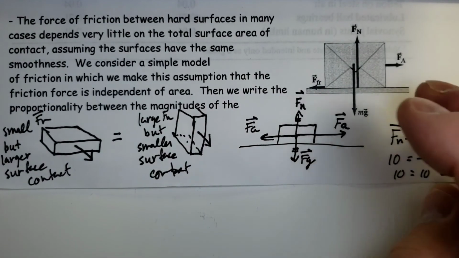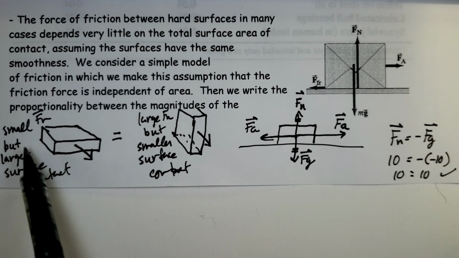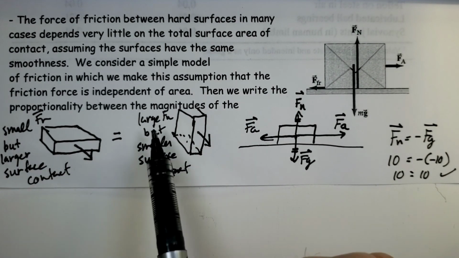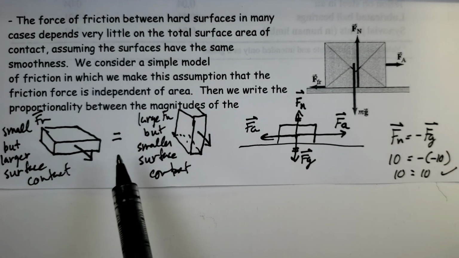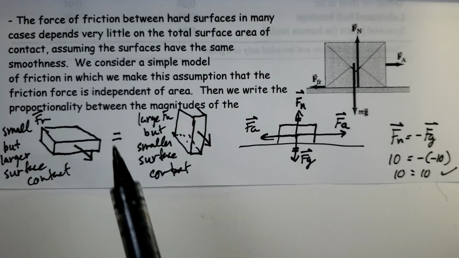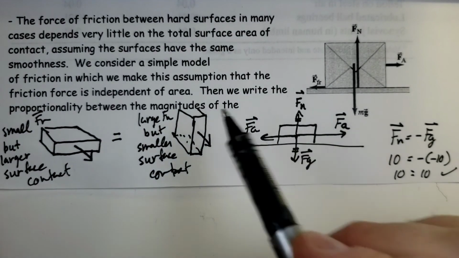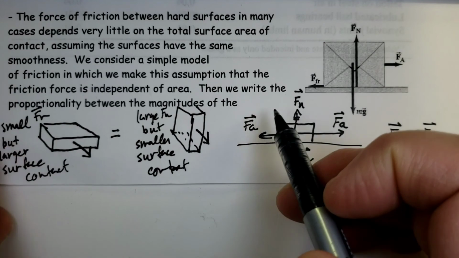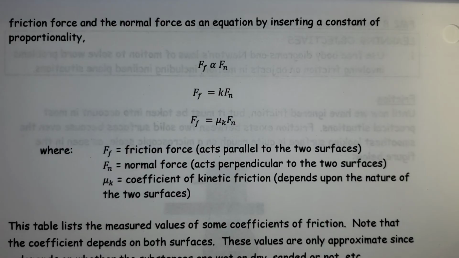So those scenarios are equal. They both result in the same amount of force. One's compensated for the other: small Fn but large surface contact, larger Fn but smaller surface contact. So the contact surface doesn't change the amount of friction that's going to be applied if I'm moving this block out of the page at you like that. It depends upon the nature of the two surfaces more than anything.